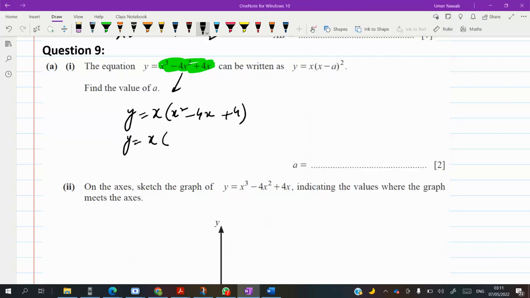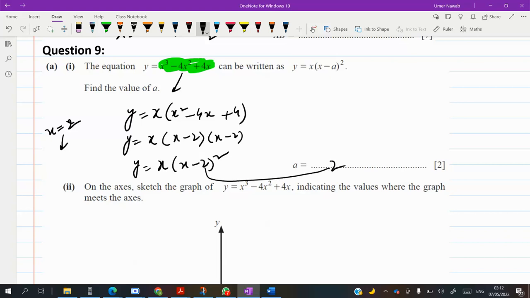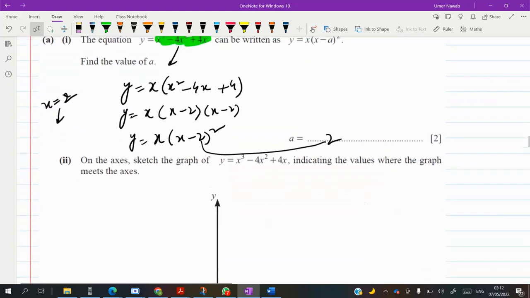So x is equal to 2, but in factor form, you write it as x minus 2 and x minus 2. So we can write it as x minus 2 whole squared. So what is our a? Our a is 2. Now we need to draw the sketch.